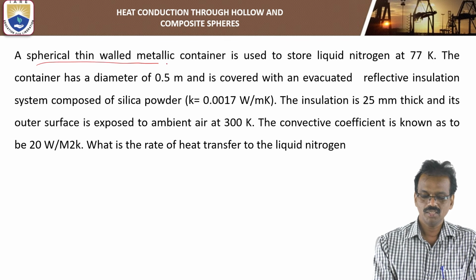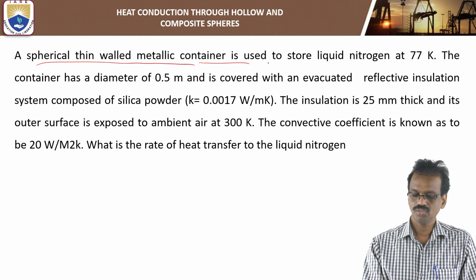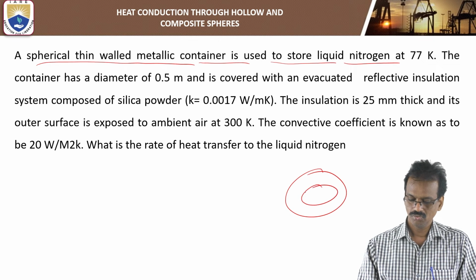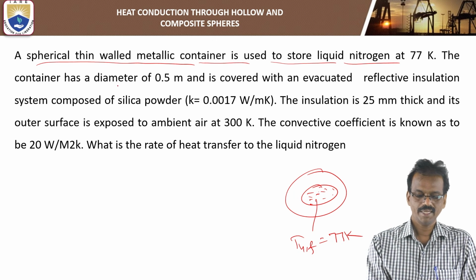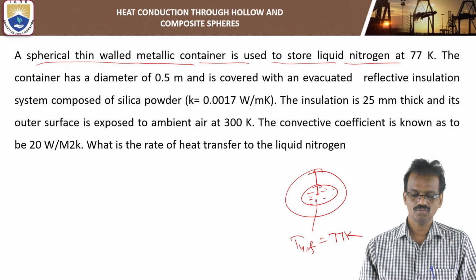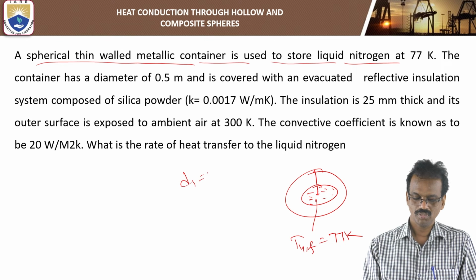A spherical thin-walled metallic container is used to store liquid nitrogen. In the hollow space, it is filled with nitrogen. The temperature of that fluid is 77 Kelvin. The container diameter is equal to 0.5 meters, so small d1 is equal to 0.5 meters, and r1 is equal to 0.25 meters.